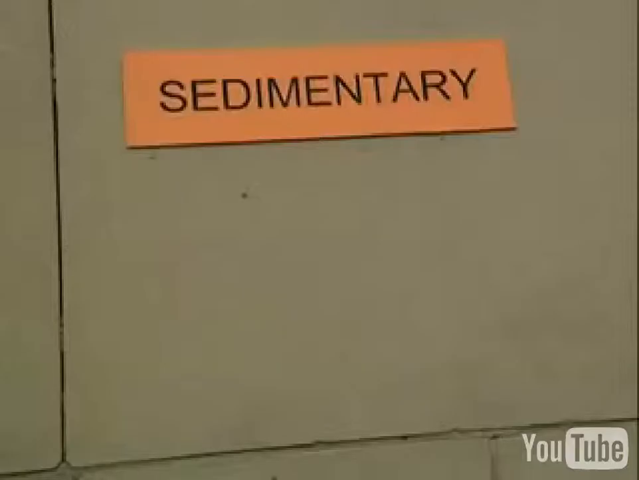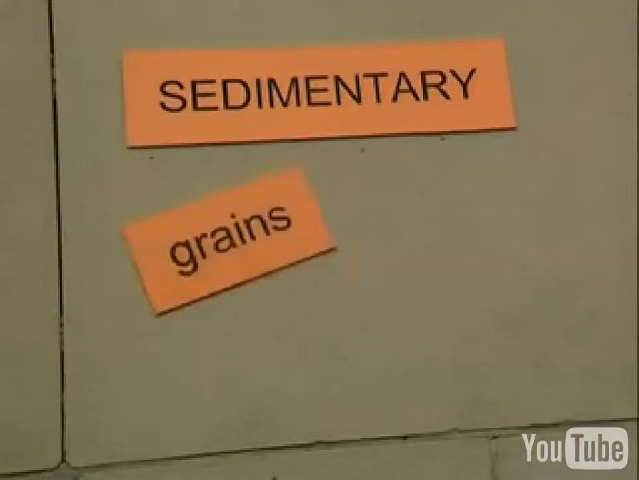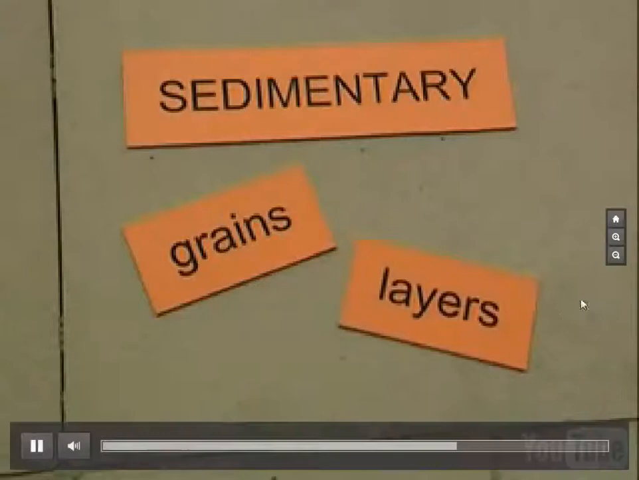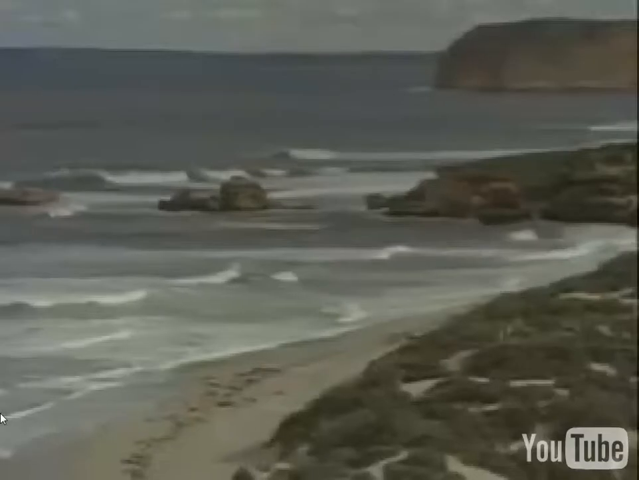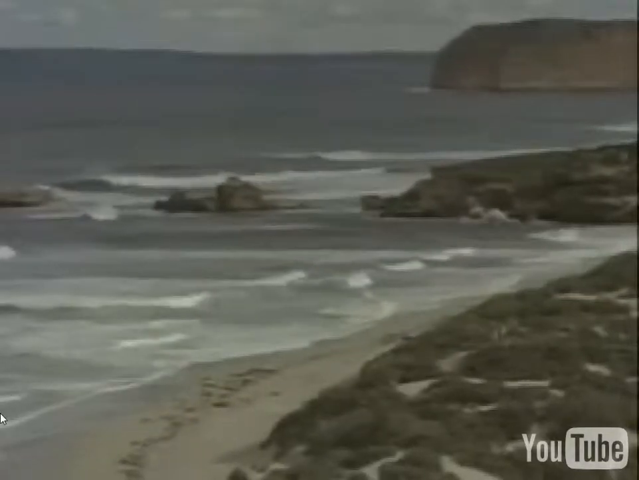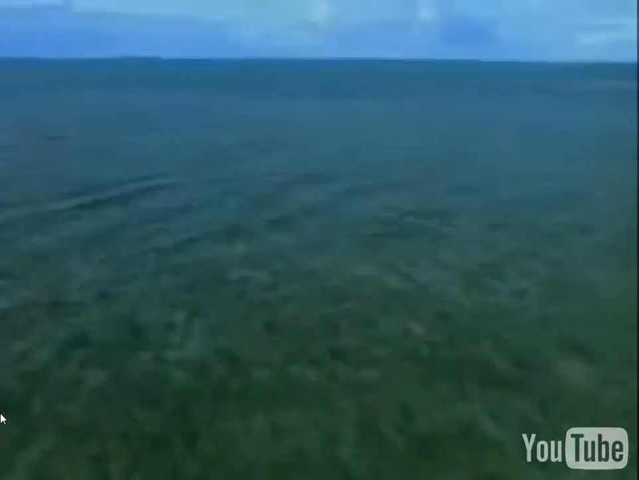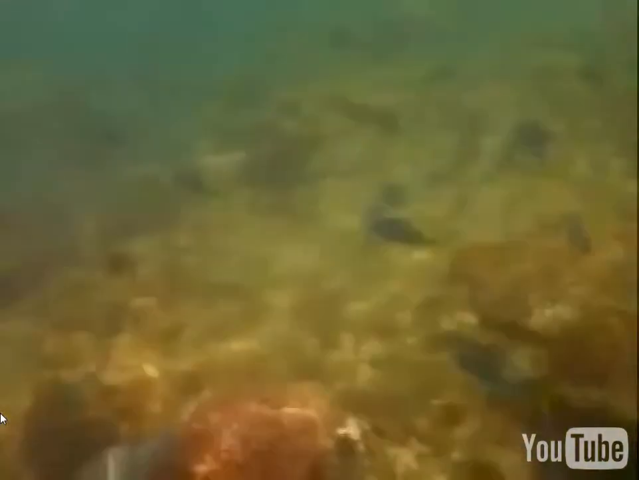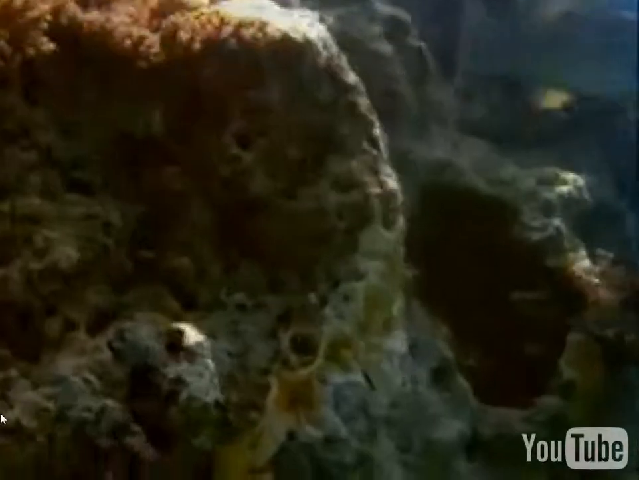Two clues for spotting sedimentary rock are grains and layers. This one is called sandstone. All sedimentary rocks are formed under the sea, but they aren't all made of sand. Limestone is made from the shells and bones of sea creatures and corals. As they die and fall to the seabed, they build up over time to form new rock.